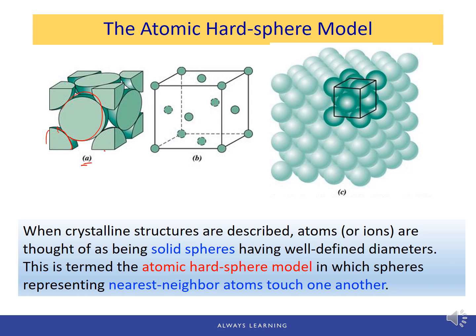Sometimes it's not so easy to draw these spheres touching each other. Instead, we use the reduced hard sphere model. We're just representing the location of each atom with those smaller circles. And C is an aggregate of many atoms.